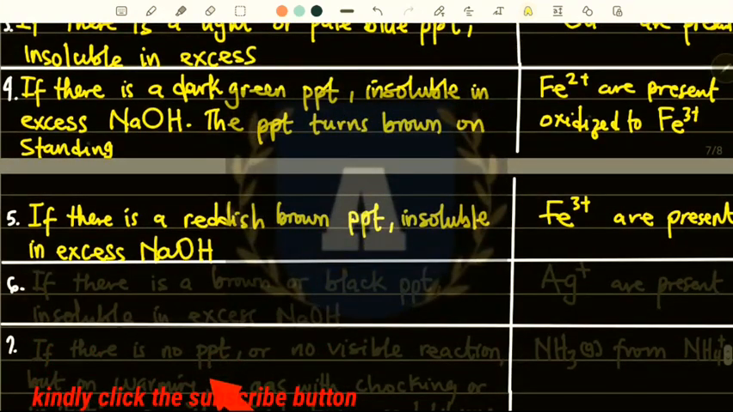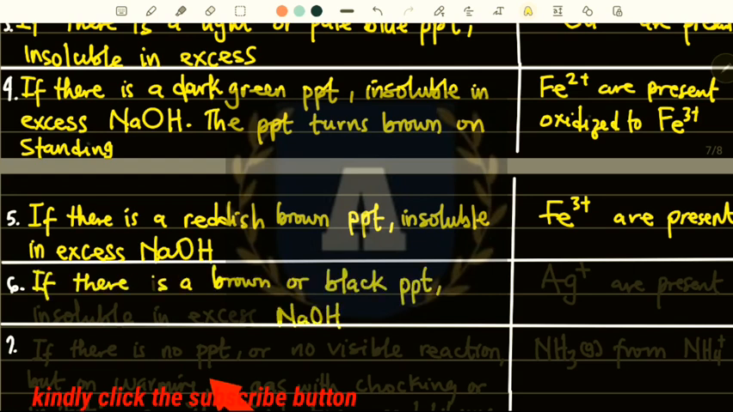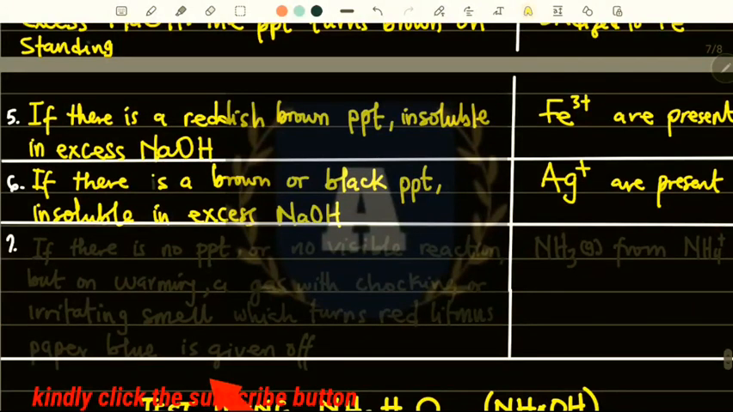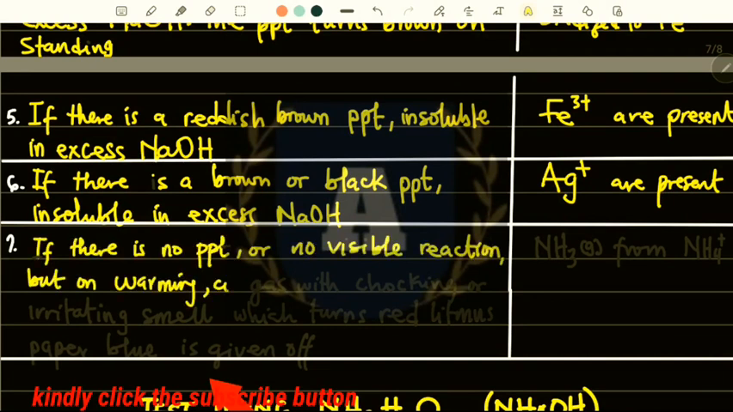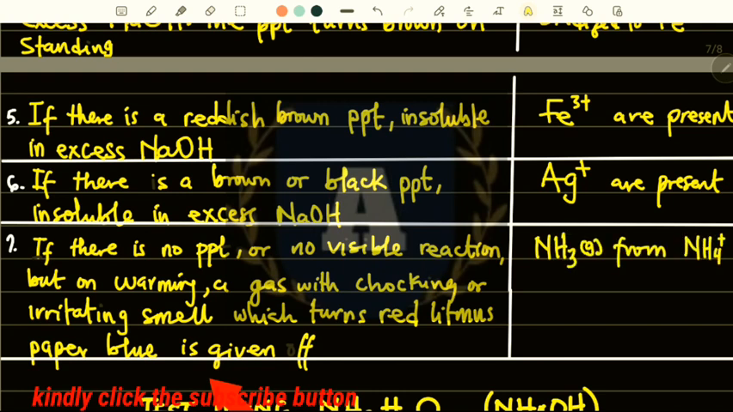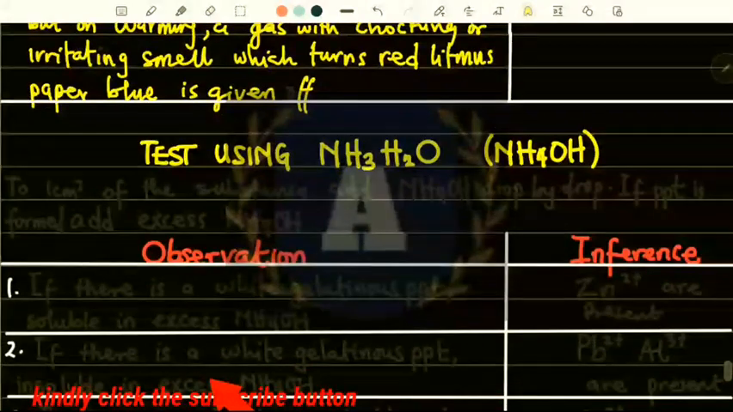And also, if there is a brown or black precipitate that is insoluble in excess sodium hydroxide, that shows the presence of silver ion. And if there is no precipitate or no visible reaction, but on warming, a gas with a choking or irritating smell, which turns red litmus paper blue, is given off, then you know that ammonia gas from ammonium ion is present. So that is what we use for cations.